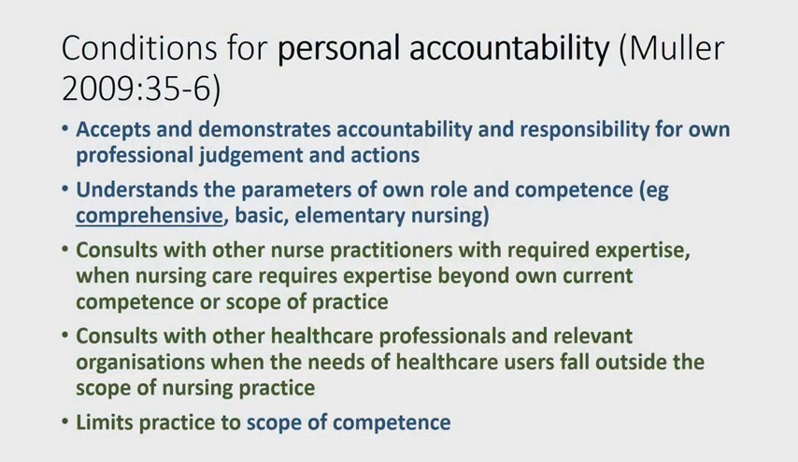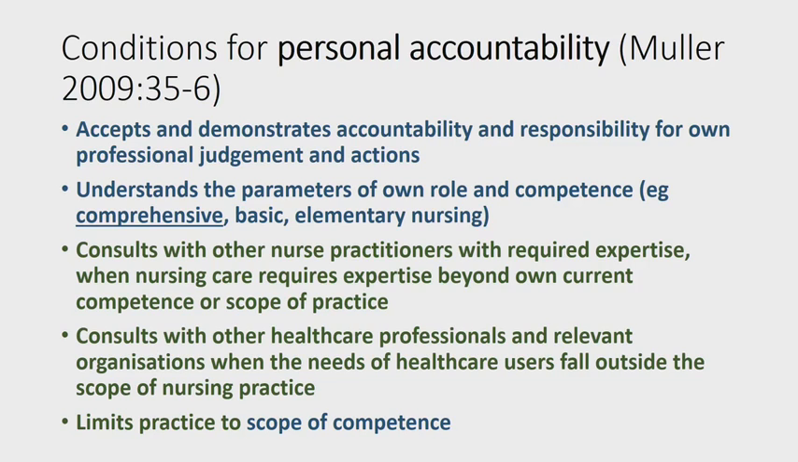And one would then be able to say that they're not near to being accountable for their actions in the community, or accountable for even the nursing acts, because they seem to have a bit of an impulse control problem there. So the conditions for personal accountability are that you are able to accept and demonstrate accountability and responsibility for your own professional judgment and actions. You would understand the parameters of your own role and competence.